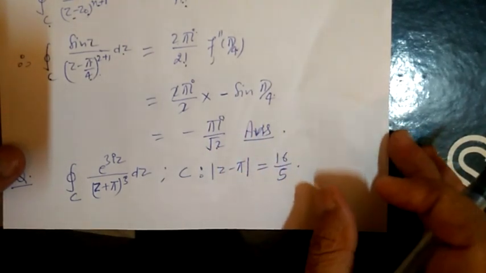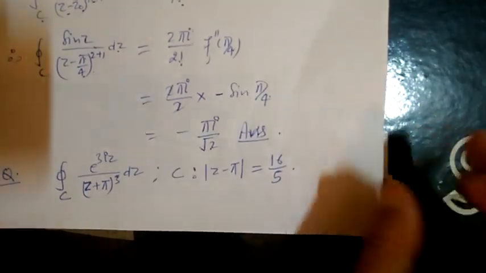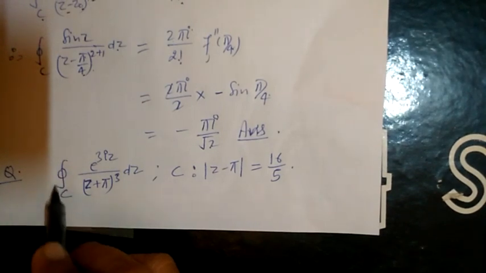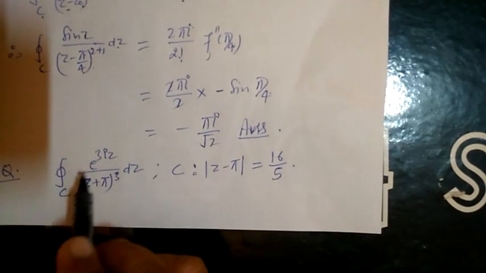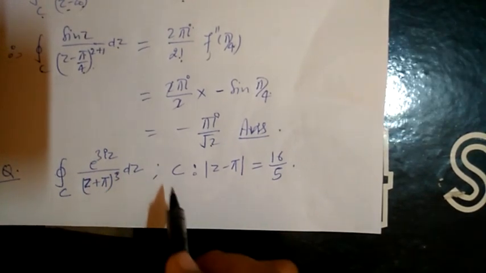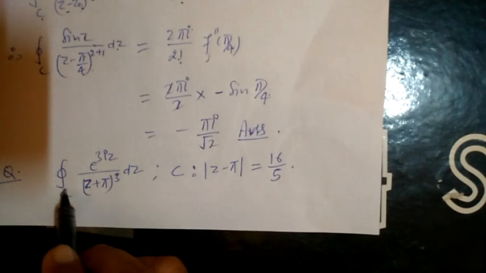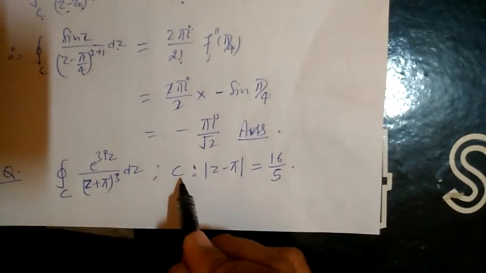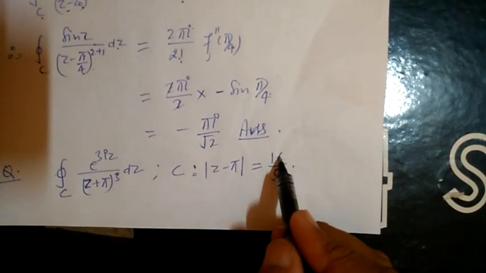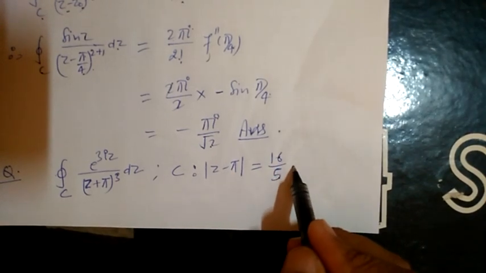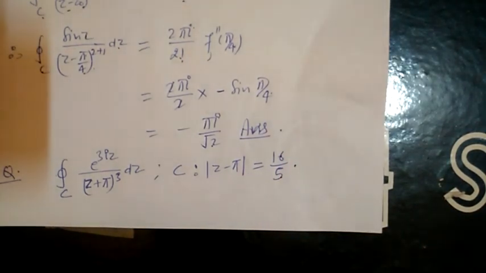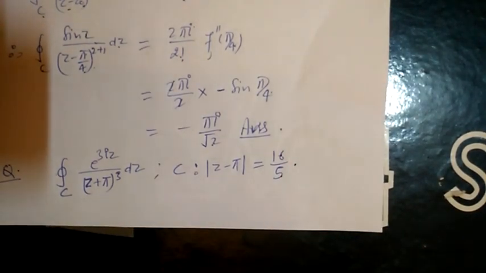Now for your practice, compute the complex integral along a closed curve C of e to the power 3 iota z upon (z plus pi) to the power 3 dz, where C is a closed curve having center pi and radius 16 upon 5. So this is the fundamental of complex integral. Thank you.